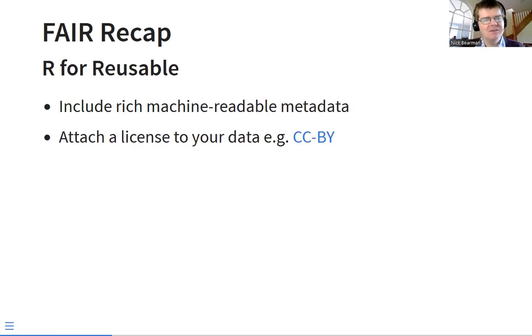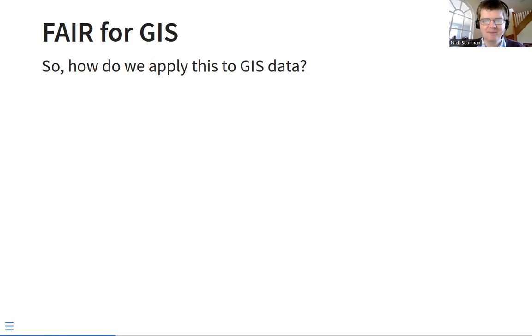And lastly, R is for reusable. So this is helping others to reuse the data. This can be machine readable metadata, which we talked a bit about already, and also licensing your data. So being clear on what the license conditions are for using your data. Usually some of the Creative Commons BY licenses are a good place to start. So that's what FAIR is.